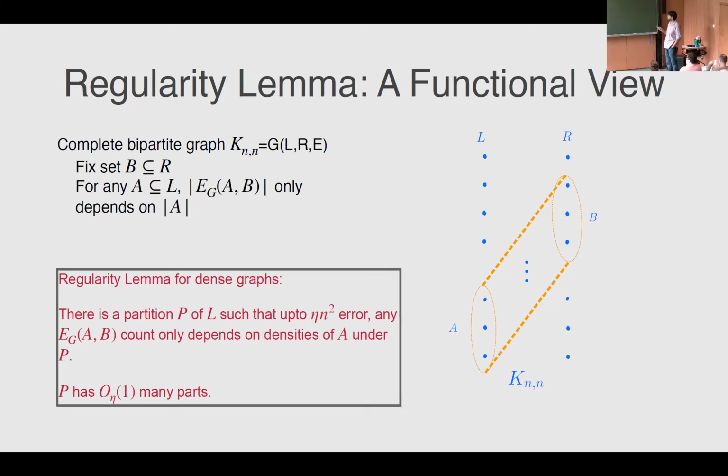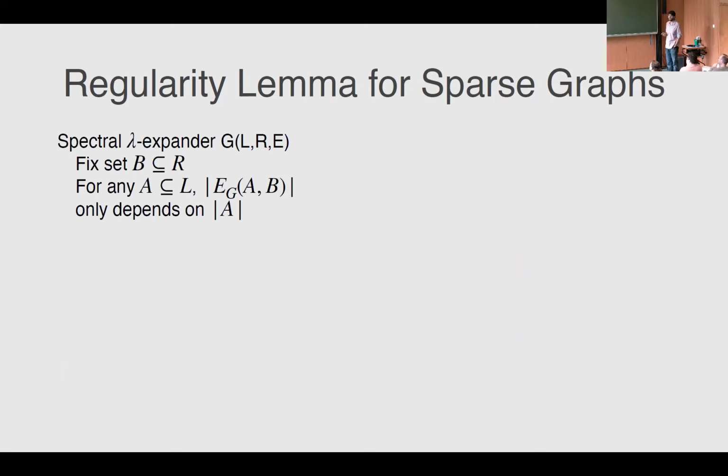Yeah, so Venkat said we are mostly dealing with the sparse graph setting. But thankfully, there's an analogous regularity lemma for the sparse graph setting also. First of all, what is the analog of complete graph for sparse graphs? It's just the expander. And there again, we have that for any set B, the edge count between A and B only depends on the size of A. And this is essentially the expander mixing lemma.